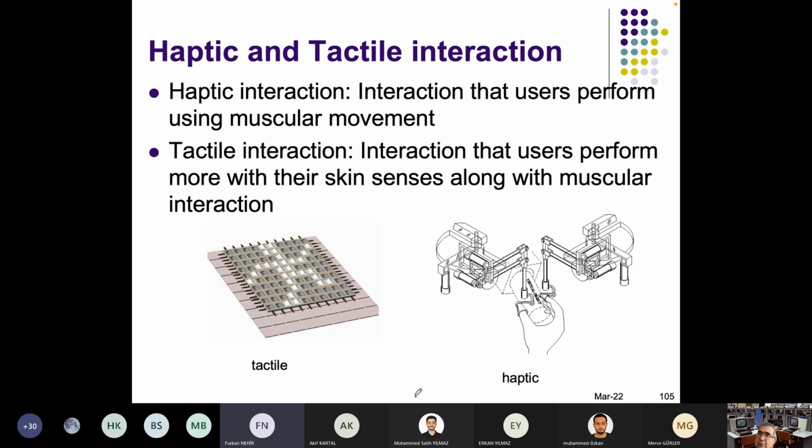There are two different terms, which are tactile and haptic. When we talk about tactile, that is usually related with our senses on the skin. When we introduce our muscles into the feedback issue, then we call it haptic.